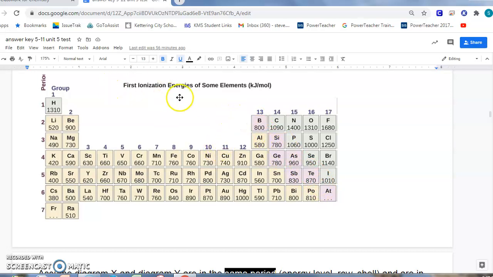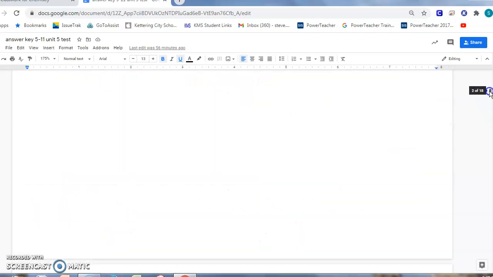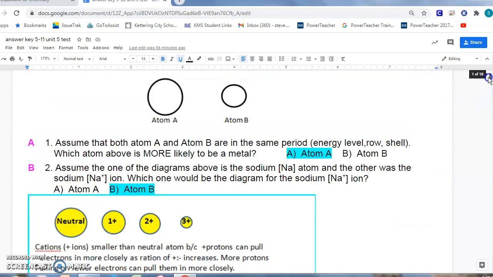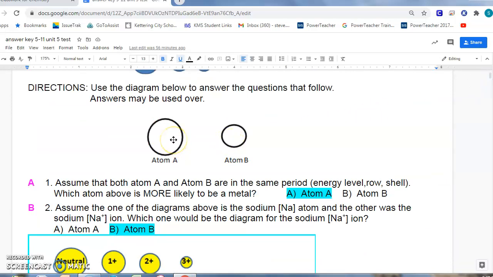So the metals are on the left side, the nonmetals are on the right, for a respective horizontal row, which we call a period, or energy level. The atoms get smaller as we move left to right. So the metals would be bigger than the nonmetals on their respective row. So when we go back to question number 1 here, atom A is definitely the one that's more likely the metal. One of the diagrams above, question number 2, is the sodium atom, and the other one is the sodium ion. The sodium ion is +1, and it has lost 1 electron.